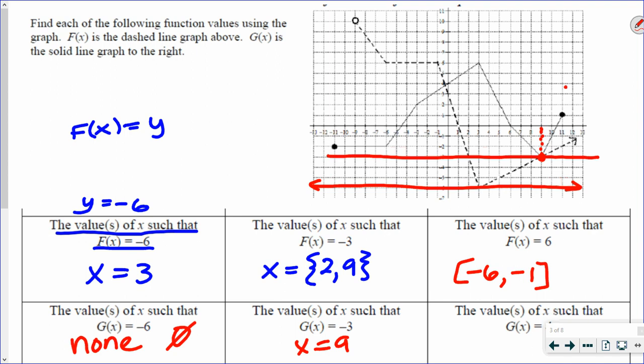All right, find the values of x such that g of x equals 4. So again, I'm going to draw a horizontal line at 4. I'm looking for where the solid graph intersects, and I'm noticing that happens at 2 points. And those x coordinates are 0 and 4. So again, we might use set notation to indicate those two values for x.